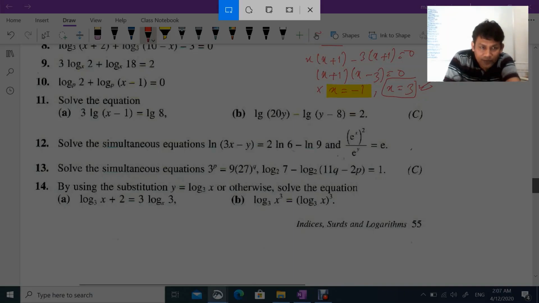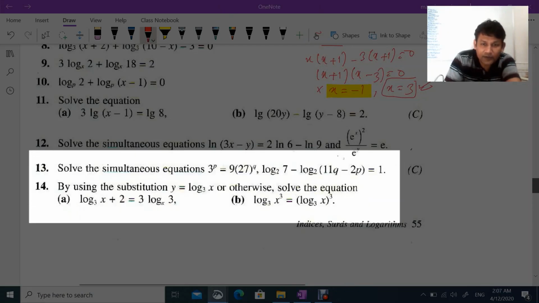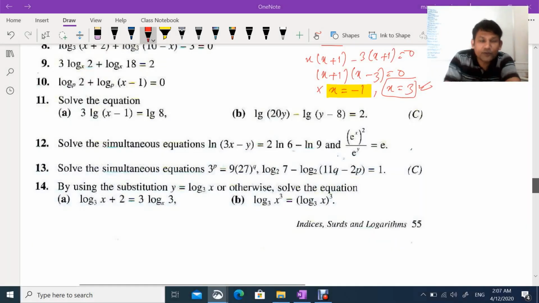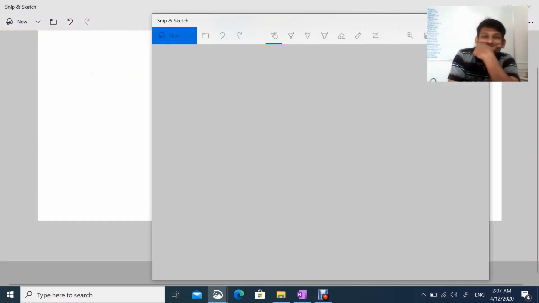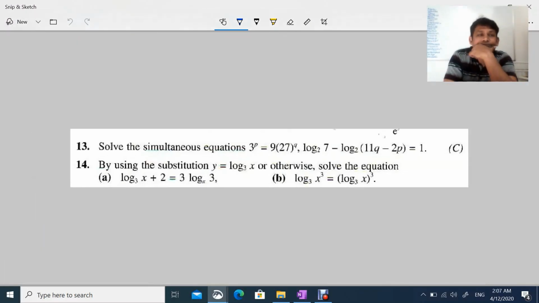This question number 13 is also a past paper question, and I would like to solve this 13 and also take 14. Okay, 13, simultaneous equations.